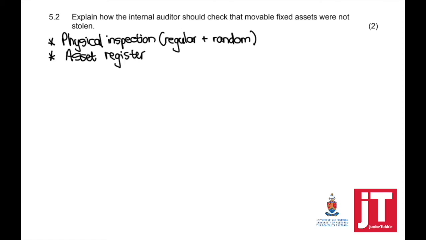Have an asset register. An asset register is an individual record of all my assets, and it contains all the details: the date of purchase, the depreciation rate, what the depreciation is. Anything that involves that specific asset is indicated in that asset register.